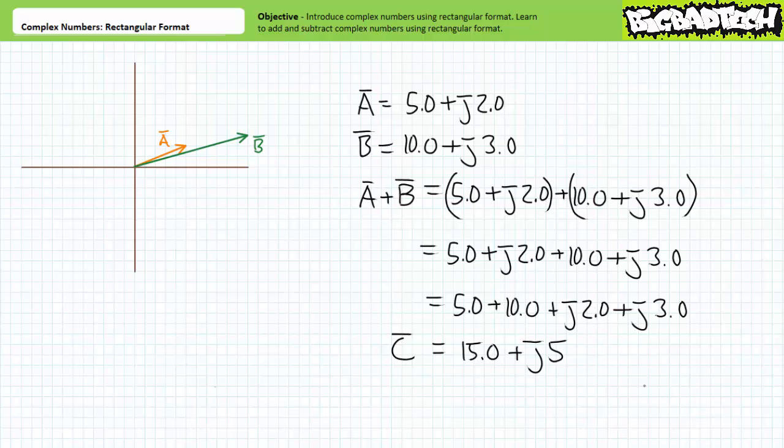When we add complex number a and b together, we're displaced positive 5 plus positive 10, or positive 15 units horizontally, and positive j2 plus positive j3, or positive j5 units vertically. The result being complex number c, having a value of 15 plus j5.